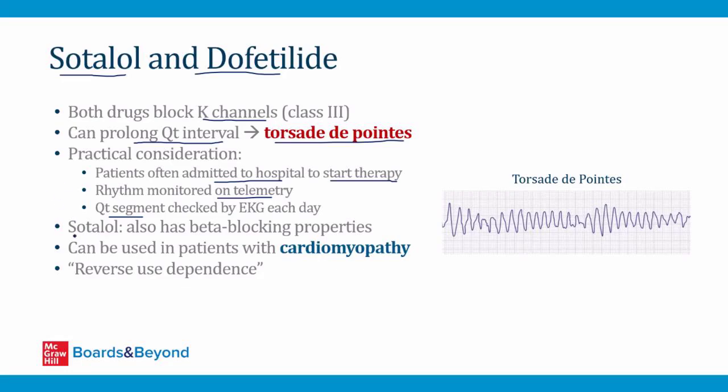Now, sotalol ends in a lol, so hopefully you know that that means it has some beta blocking properties, and that's a unique feature of that drug. And the reason these two drugs are relatively popular antiarrhythmic drugs is because you can use them in patients who have cardiomyopathy. They're safe in patients who have a lower ejection fraction, and that's not true for a lot of other antiarrhythmic drugs. And then finally, these two drugs have a special feature called reverse use dependence. So let's talk about what that means now.